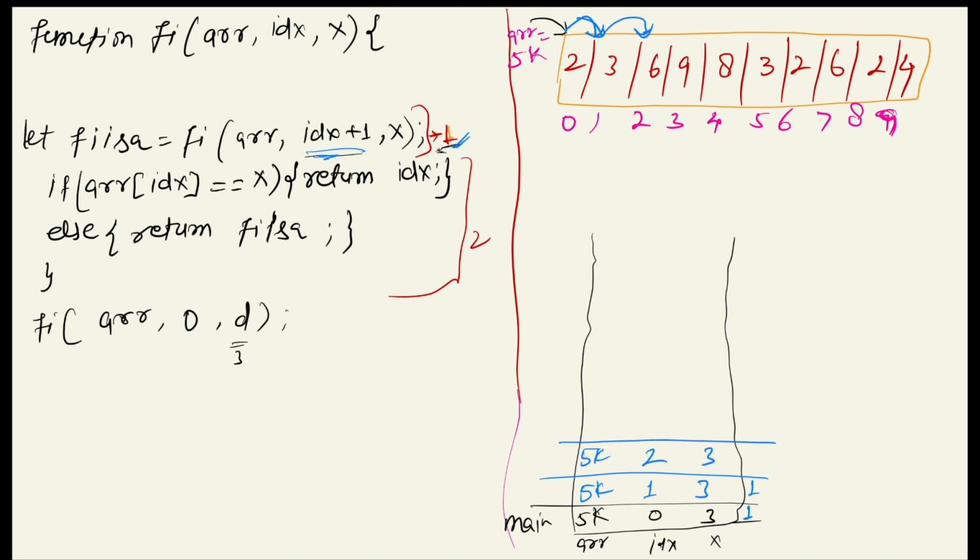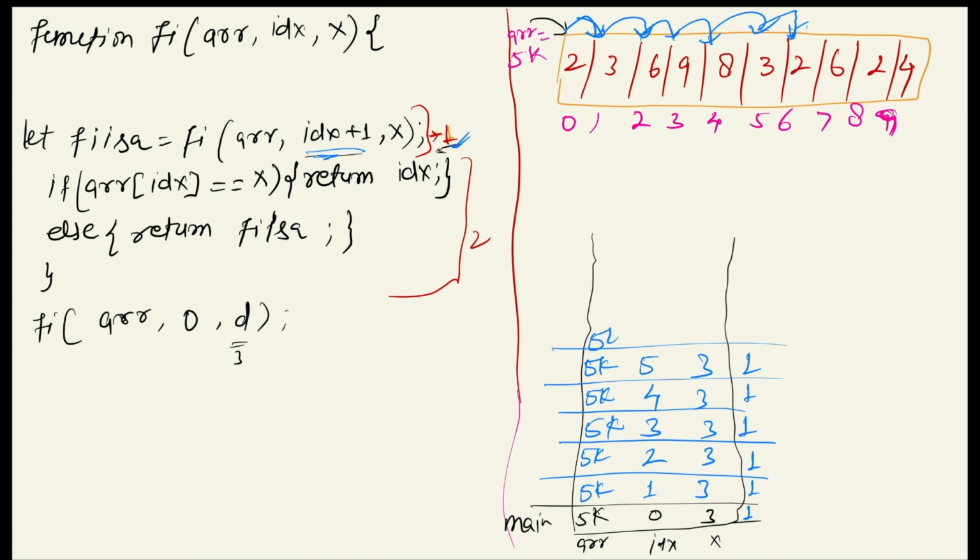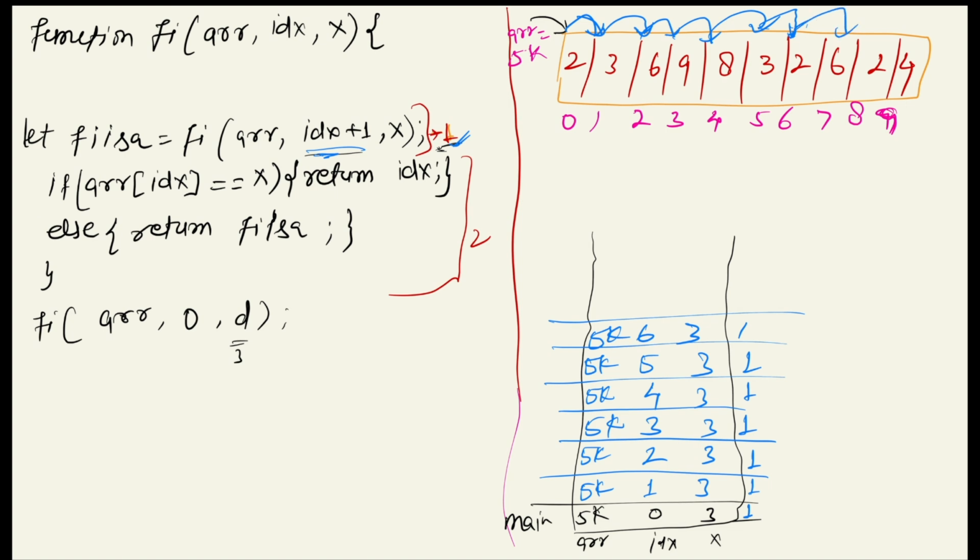Line number 1 will execute again. This process will repeat. So here it will be 3, and line number 1 executes again, so it will go to index number 4, and x is 3. Then it will again execute and increase the index value, so it will be 5k, then 5, then 3. And again it increases, so 5k, and here 6, then 3. Again it's increasing, so this will be 7, 3.